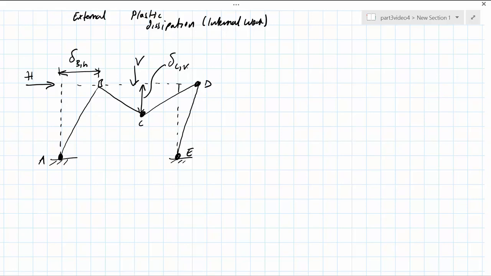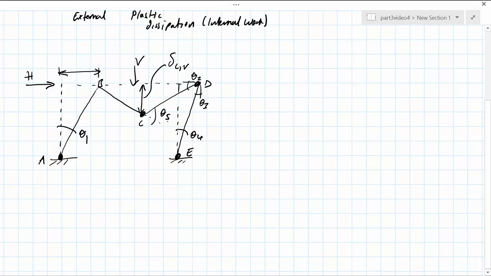Now we need to consider the deformations associated with energy dissipation at plastic hinges. The first thing we do is we indicate the angles of deformation. In this case, we have theta 1 at location A, theta 2 and theta 3, theta 4 and theta 5.